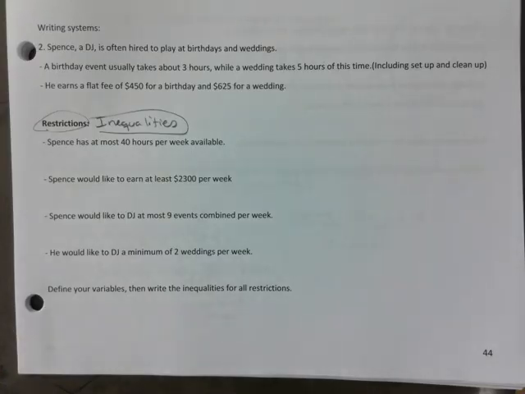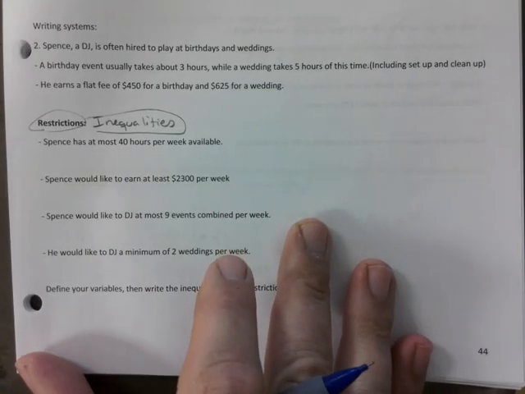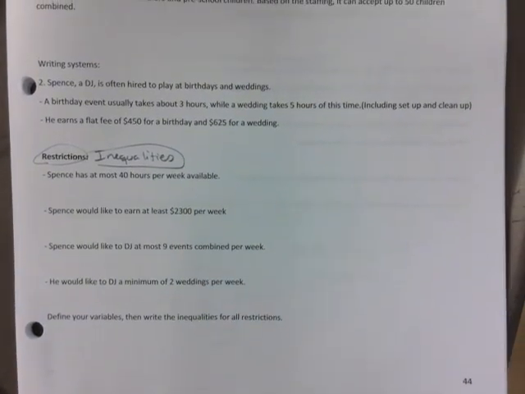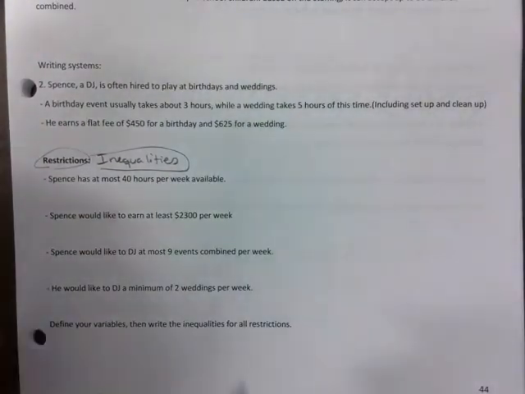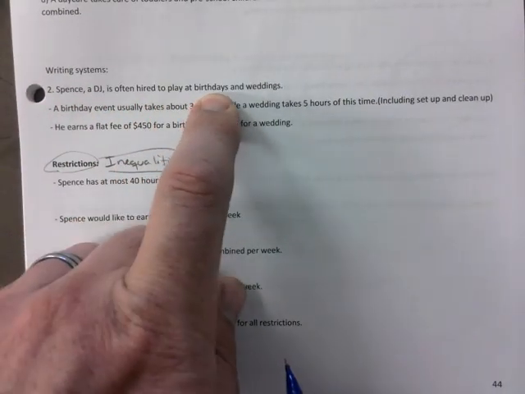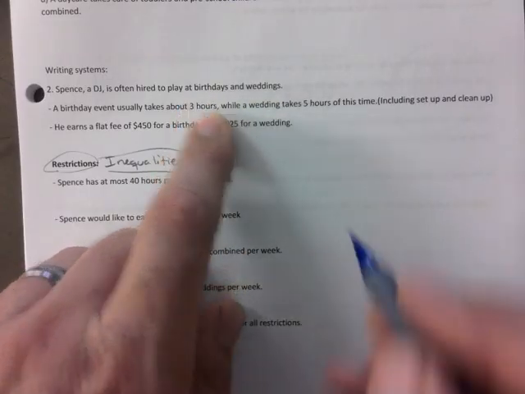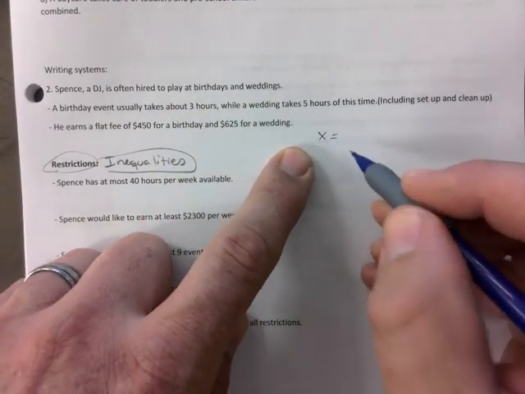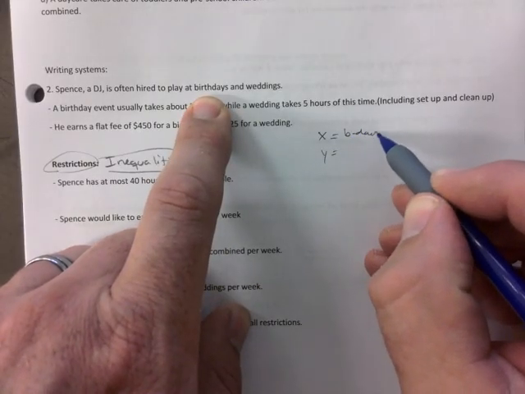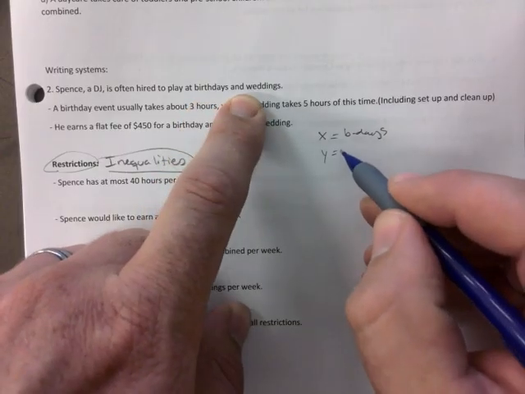Make sure to pay attention so you know how I go about it, okay? I'm kind of guiding you through how you would put this into a system. So first, you have to tell yourself what's what in X and Y, right? So Spence is a DJ often hired to play at birthdays and weddings. Okay, so you would say X would be birthdays and weddings.